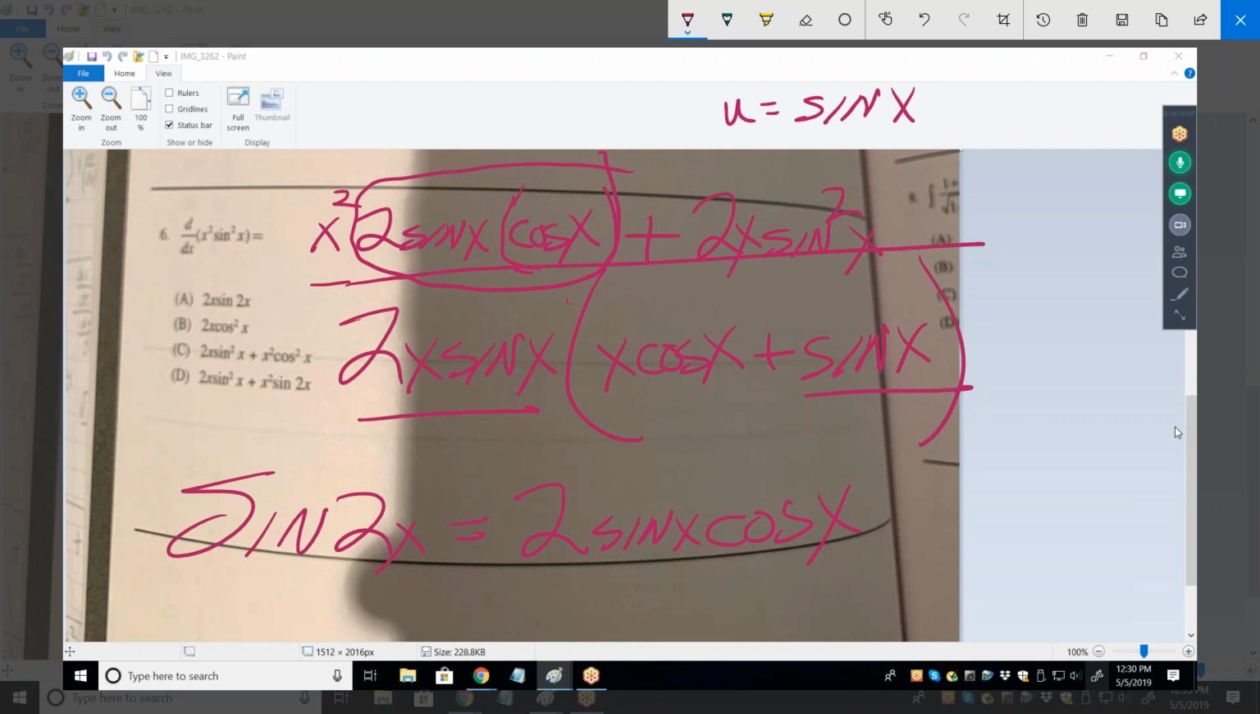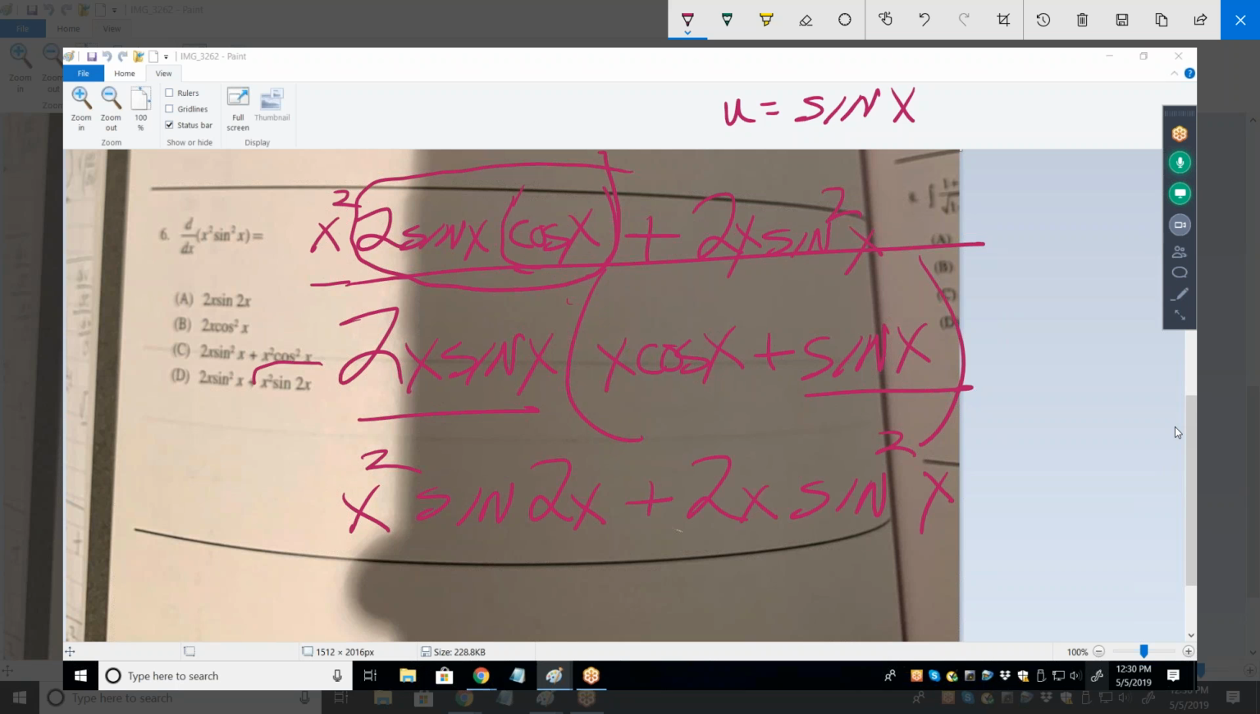So they just changed it, that's sine of 2x, right? So let's replace that. Let's go back to the top line. And we've got x squared sine of 2x plus 2x sine squared of x. And then that matches D. It does, exactly. That was tricky.